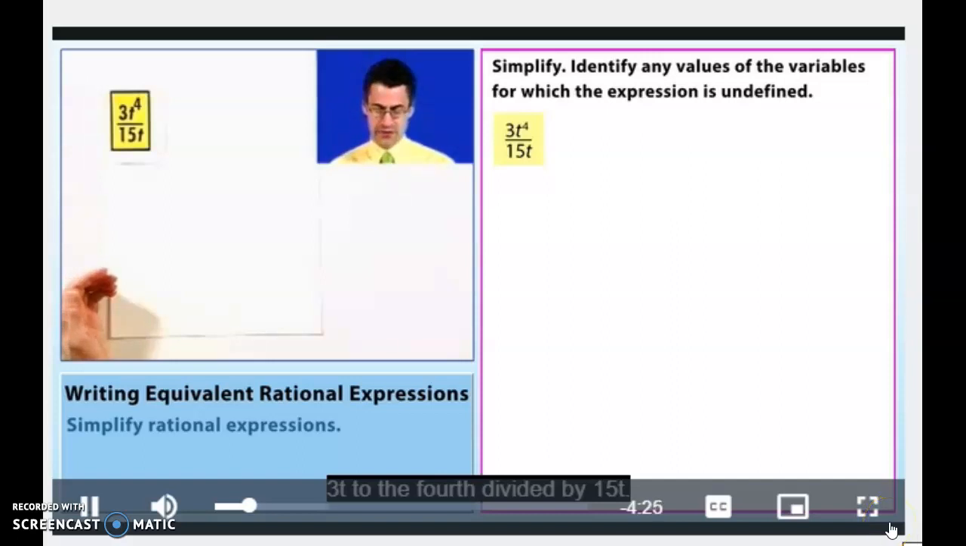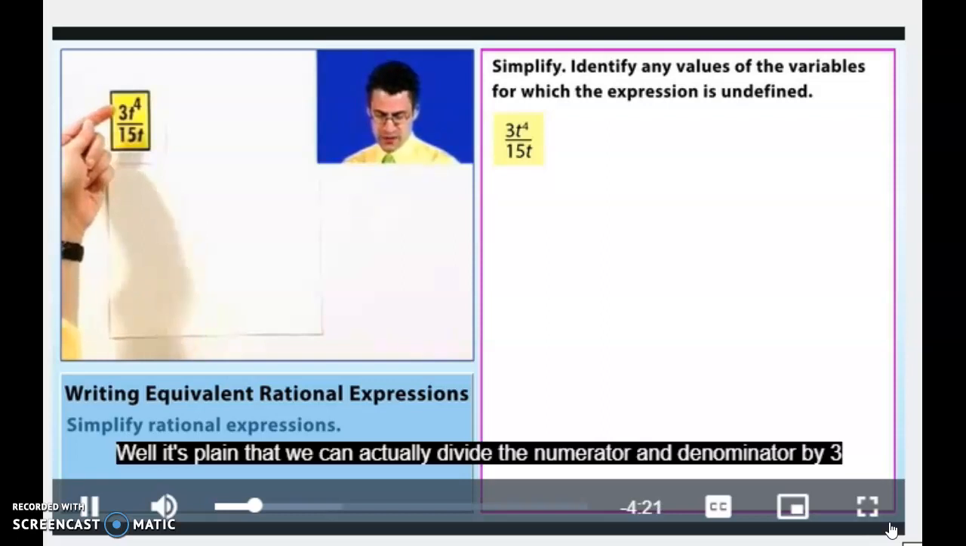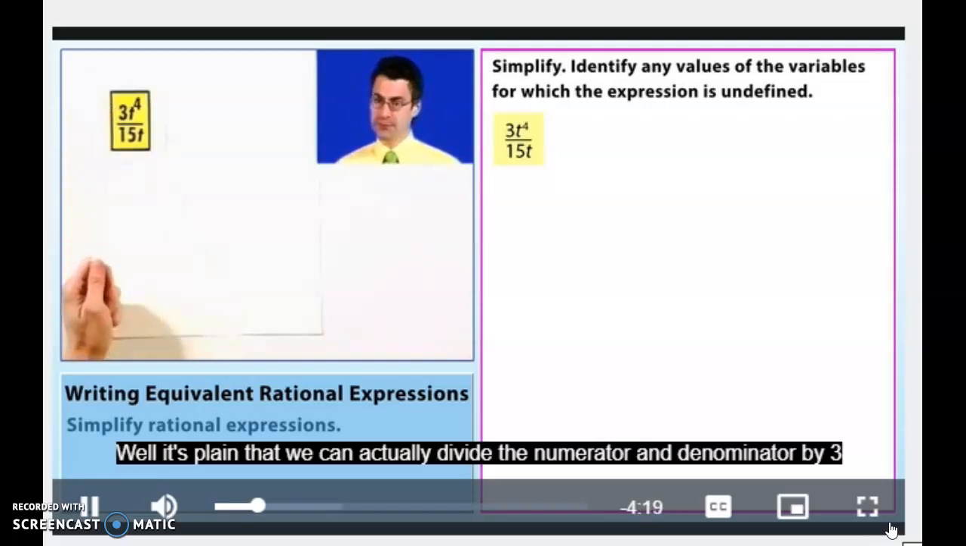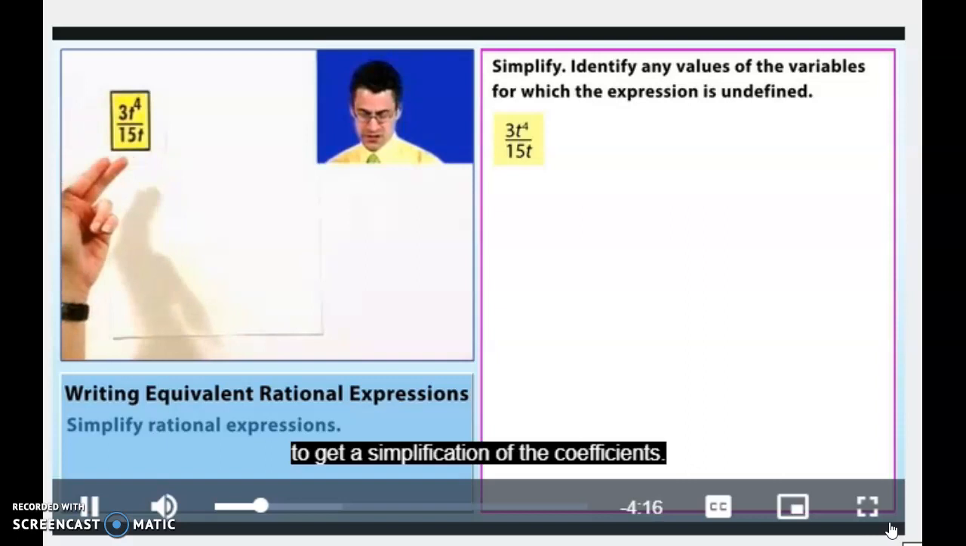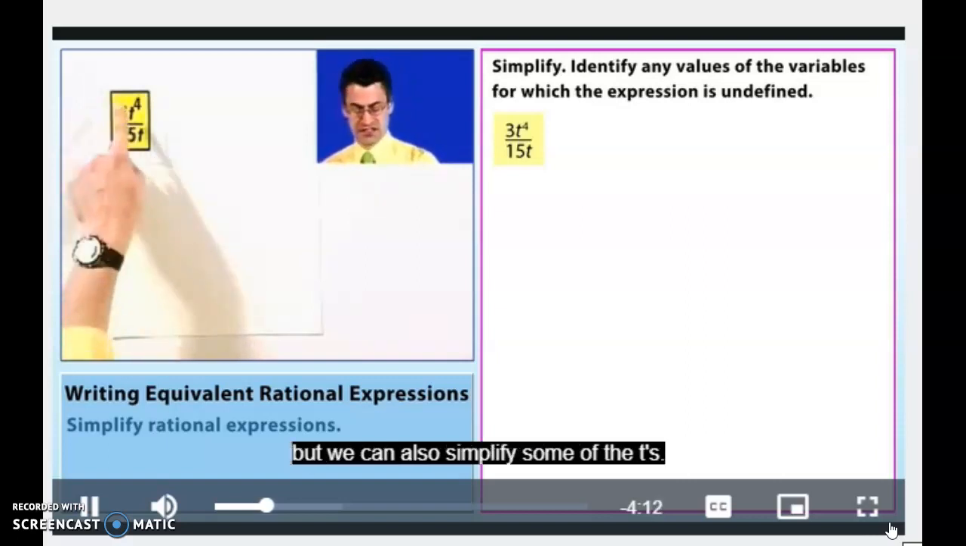4t^4 divided by 15t. How can we simplify it? Well, it's plain that we can actually divide the numerator and denominator by 3 to get a simplification of the coefficients. So we just are left with 5 downstairs in the denominator. But we can also simplify some of the t's.